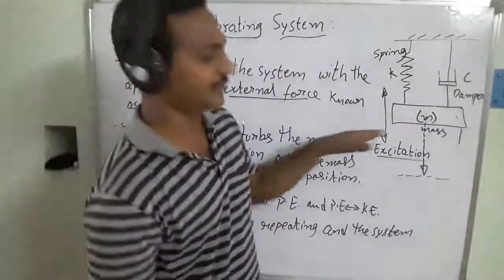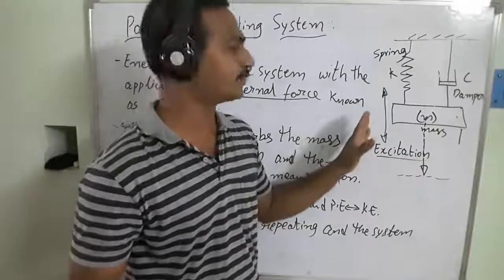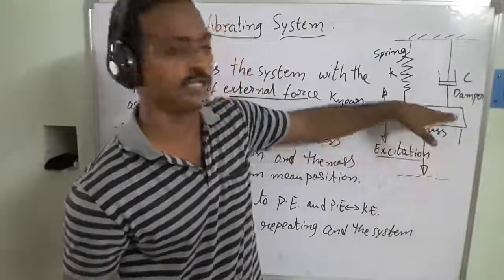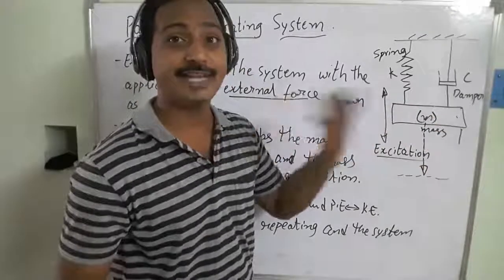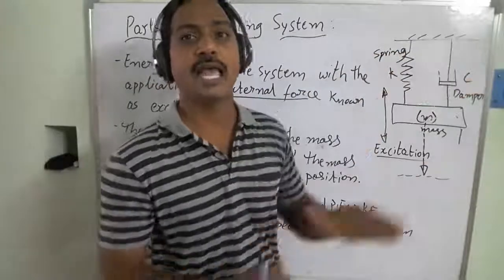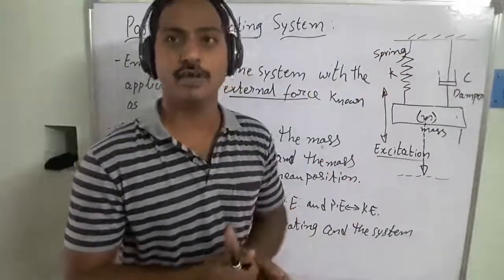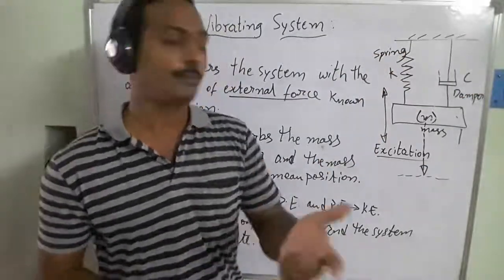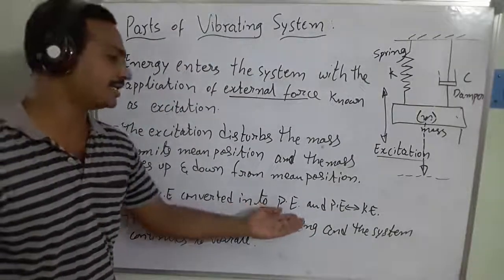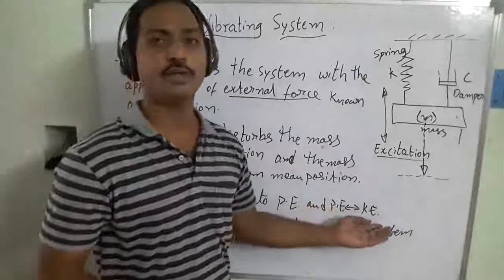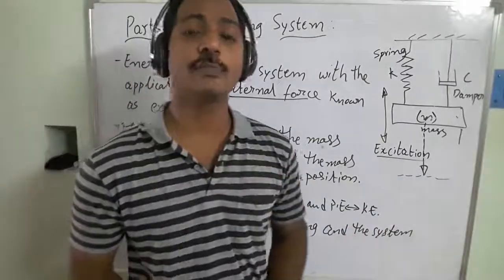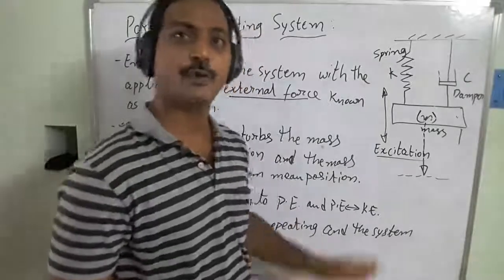Once you remove this load, the system is going to try to bring itself back to its original position. But due to the excitation, it's moving in the upward direction. As we know, this is the way energy conservation takes place, from kinetic energy to potential energy. That's what he's saying: the kinetic energy is converted into potential energy, and the potential energy is converted into kinetic energy. This is what we have discussed in the basics of mechanical vibrations. The same principle we are applying here.